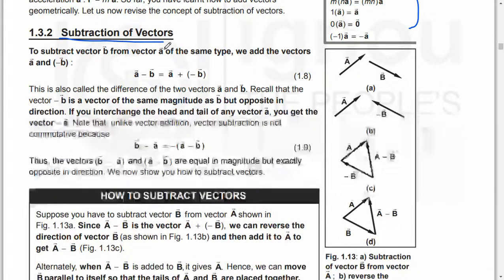Subtraction of vectors. To subtract vector b from the vector a of the same type, we add the vectors a and minus b. a minus b equals a plus minus b. This is also called the difference of two vectors a and b. Recall that the vector minus b is a vector of the same magnitude as b but opposite in direction.